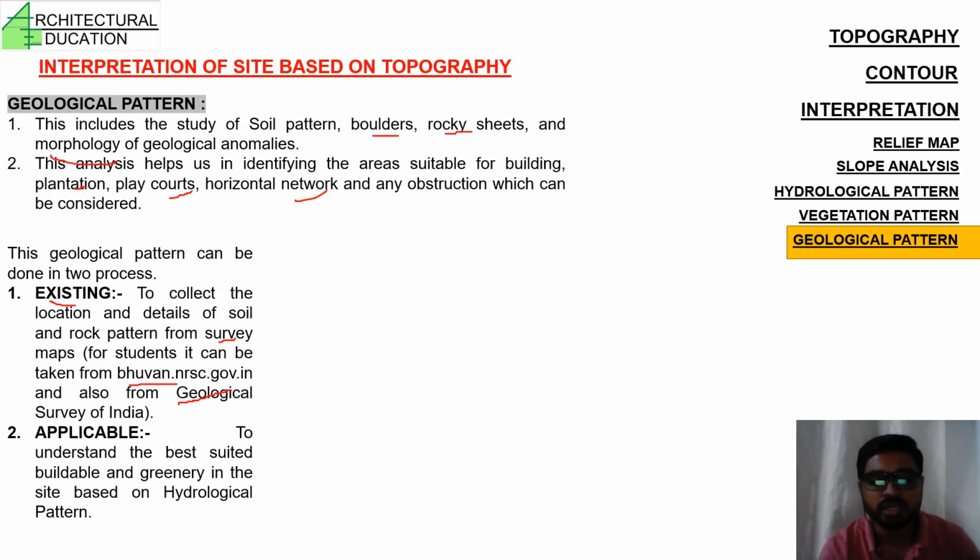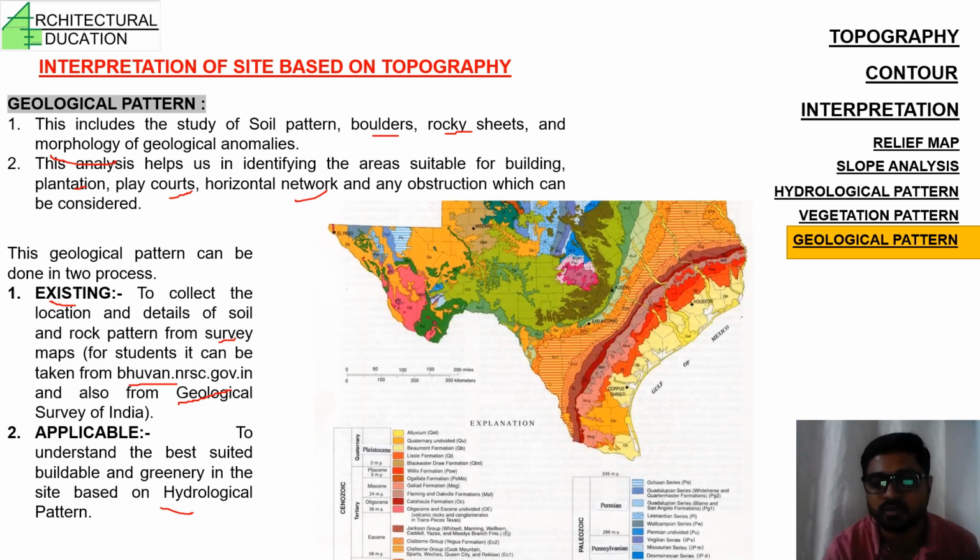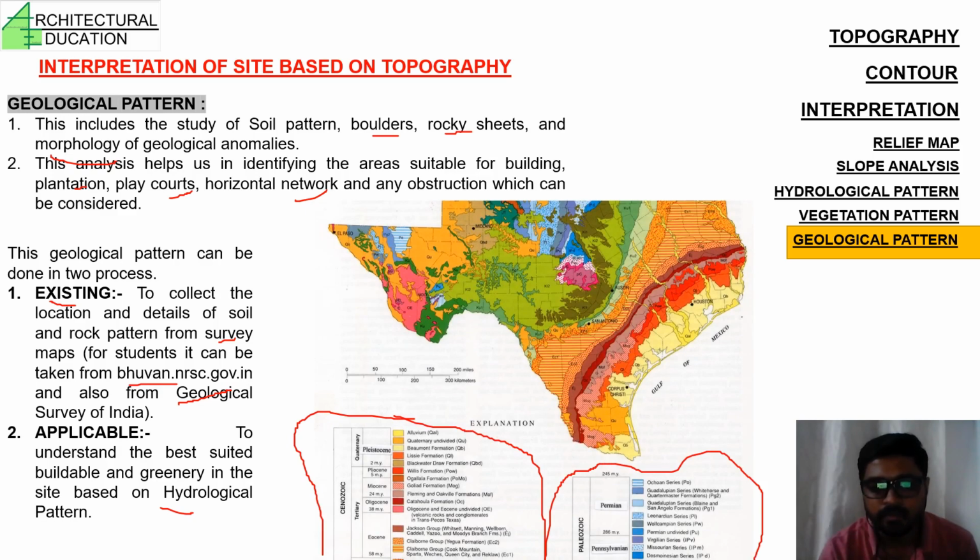Next one is the applicable one. The applicable one identifies the best suited buildable and greenery areas in the site based on the hydrological pattern. Here also we will identify the valley and give an offset of 5 or 10 meters, where we will understand that these could be the fine soil pattern existing on the site. So based on this, we can presume the site condition. Here you can see that these are some of the details which you can get in the existing survey.